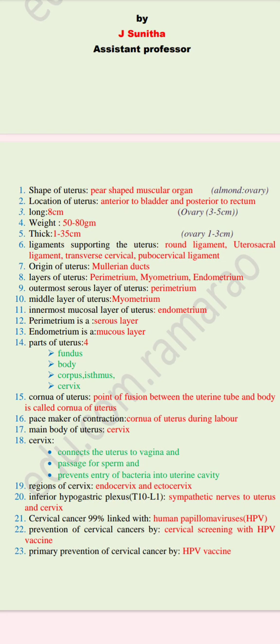And the next one, inferior hypogastric plexus, T10 to L1, sympathetic nerves to the uterus and cervix. So these are the nerves supplied to the uterus and cervix, called the inferior hypogastric plexus.